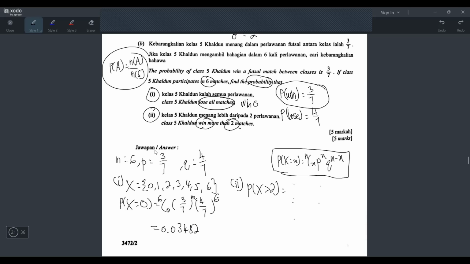So I don't have to swap the 4 over 7 and 3 over 7 now. No need, because I already made win the success earlier, right? And that is also why I prefer to do it like this, because it's easy for both questions.